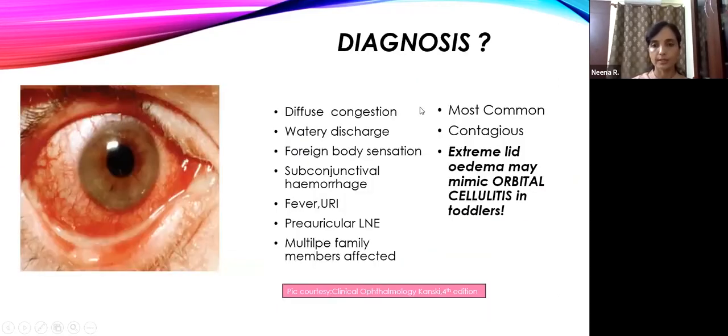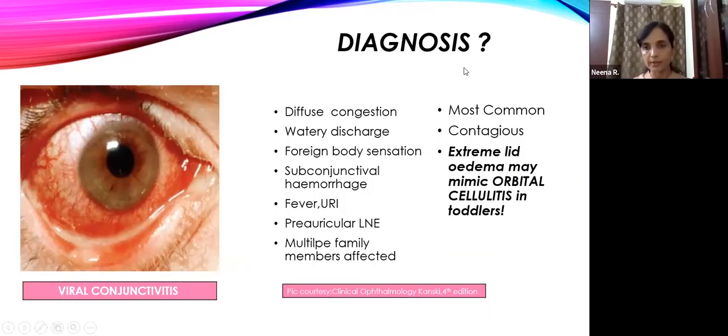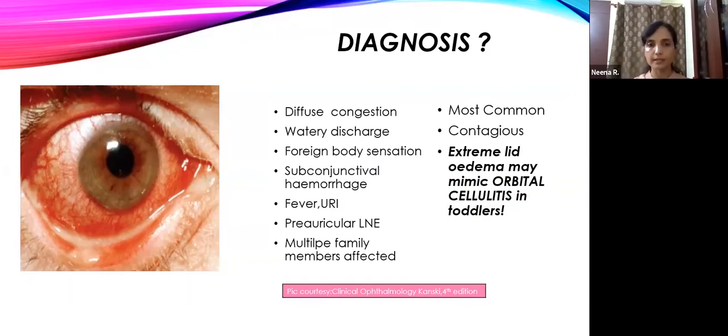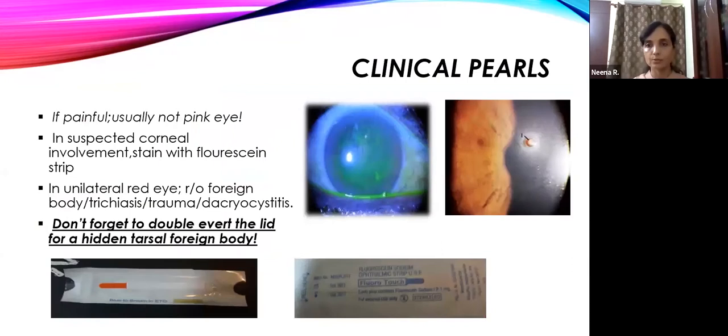I don't know if it's visible to you, or if these things are obscuring the screen, I'm not sure. So you can see here, just let me move this a bit to the side so that you can see a foreign body here, which is stuck onto the cornea, which is the reason for the red eye. So remember that if it is painful, it is not usually conjunctivitis.